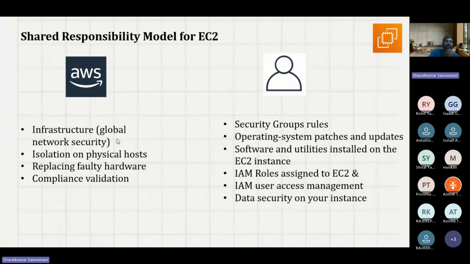So AWS needs to take care of the global network infrastructure. It could be the security, it could be the latency. Latency means speed and other things. Everything needs to be taken care of by AWS.